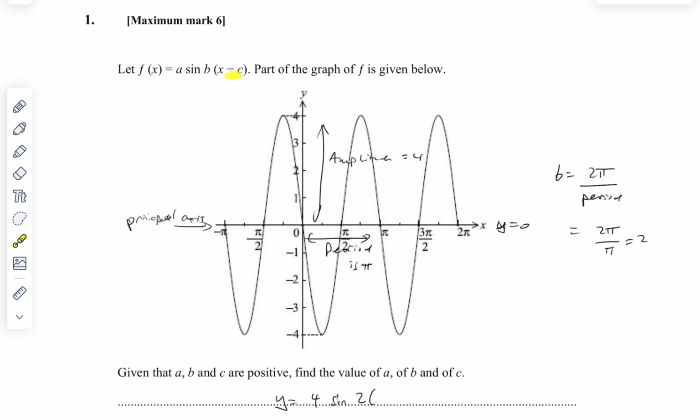And then this subtract c is moving it right by a distance. So if this was my graph here, or the original graph was here, when it's been halved, I need to move it right by pi over 2, sorry. The original graph was here at pi over 2. It's now moved right to be here. So I'm going to have 2 brackets x subtract pi over 2.